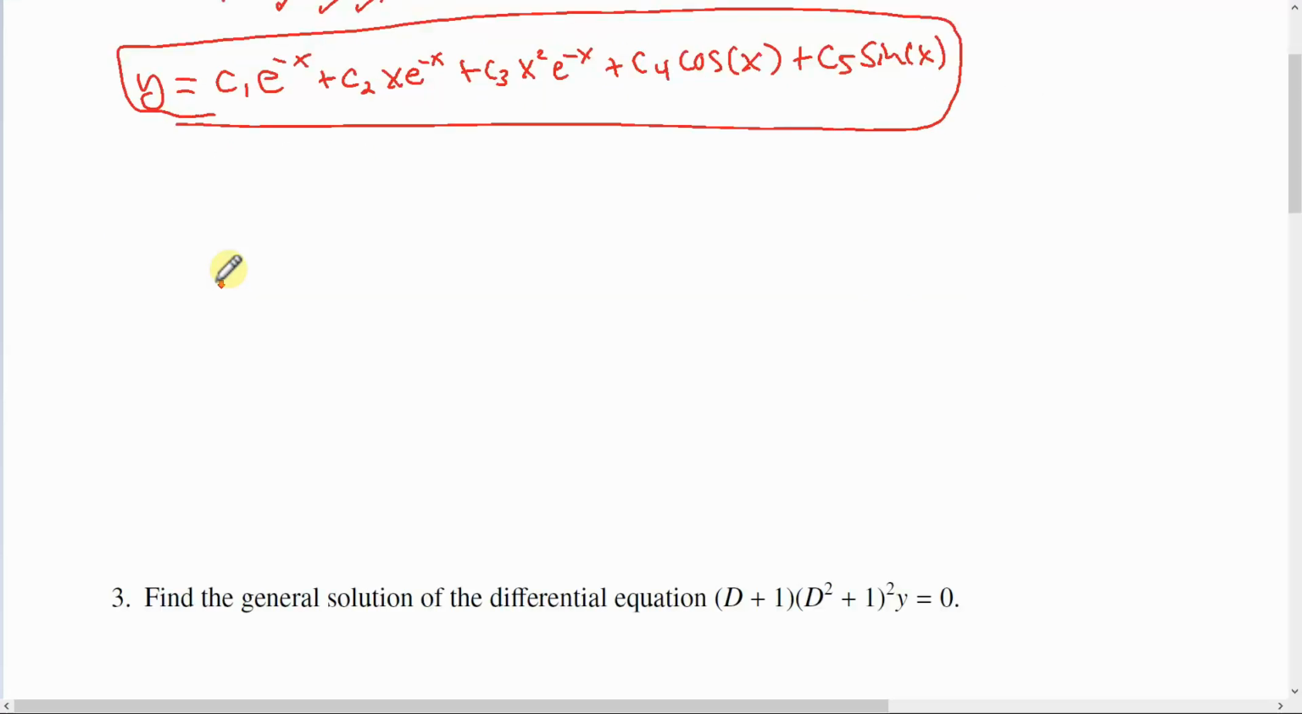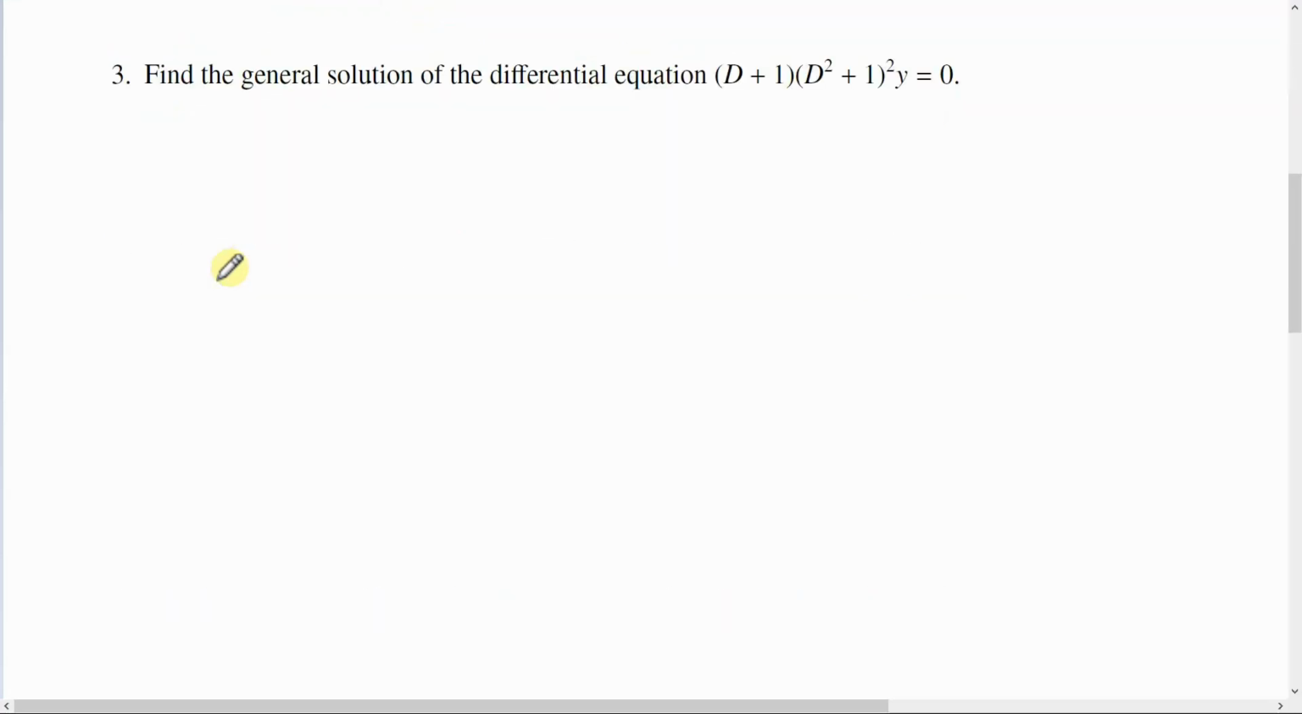And number 3 is similar. Again, I'm trying to find the general solution, and I've been given this differential operator notation, and so I can easily see the characteristic equation is (r + 1)(r^2 + 1)^2 = 0. And so just like before, I get r equal to -1, but only one time this time. And this, we already saw that that's going to lead to plus or minus i, but I get that twice. So I get plus or minus i, plus or minus i.